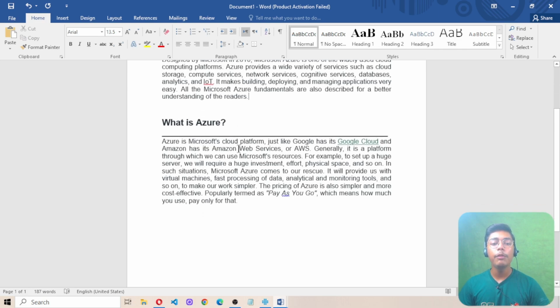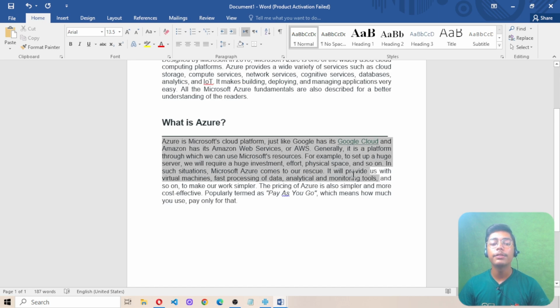So now it is showing me what is Azure. If you want to understand what is Azure, you can just read this paragraph, which says Azure is Microsoft's cloud platform, just like Google has its Google Cloud and Amazon has its Amazon Web Services or AWS. Generally it's a platform through which we can use Microsoft resources. For example, to set up a huge server, we will require a huge investment, effort, physical space and so on. In such situations, Microsoft Azure comes to our rescue.